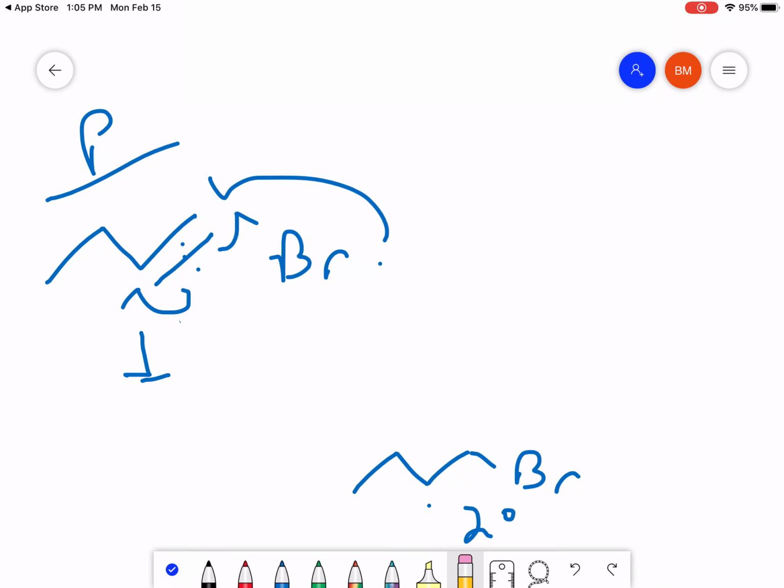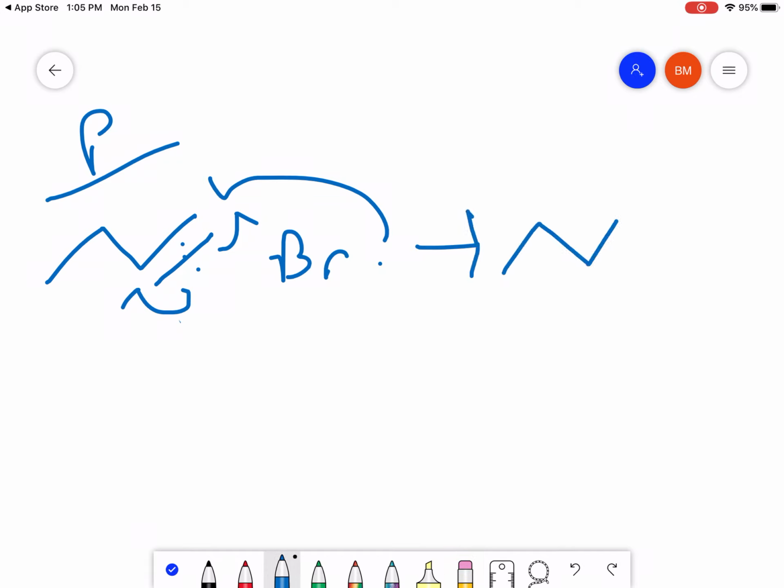Okay? So, first step of propagation in this case, and I'm going to redraw it a little bit neater, is we're going to have the Br on the end. So you can see this is where the anti-Markovnikov portion of this comes in, because it makes a more stable radical.